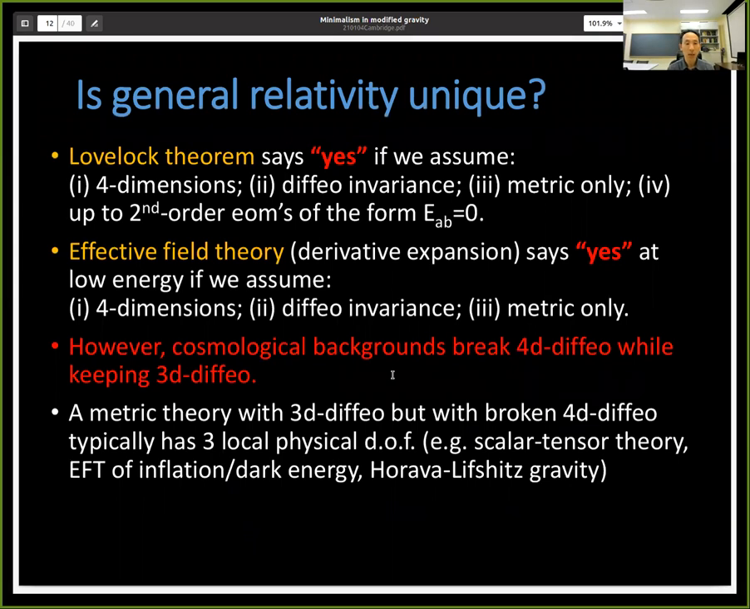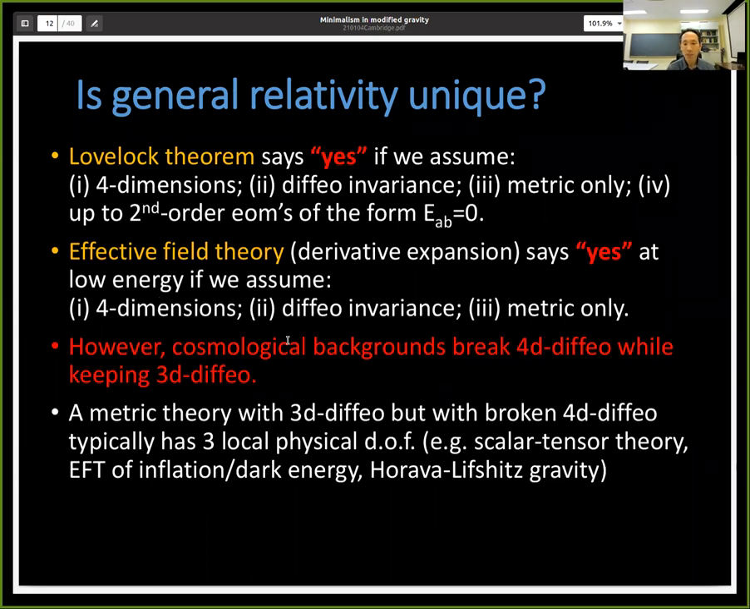So the question is this: is GR unique? The famous Lovelock theorem tends to say yes. I mean, we tend to say yes based on the Lovelock theorem, if we assume these assumptions: 4D, diffeo invariance, the metric only, and up to second order equations of motion of this form. And also EFT tends to say yes, at least at low energy, if we assume these three.